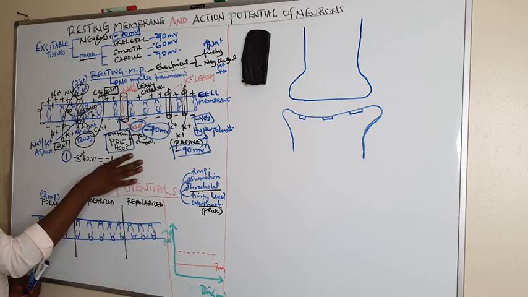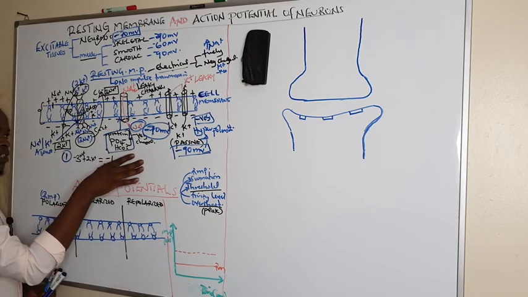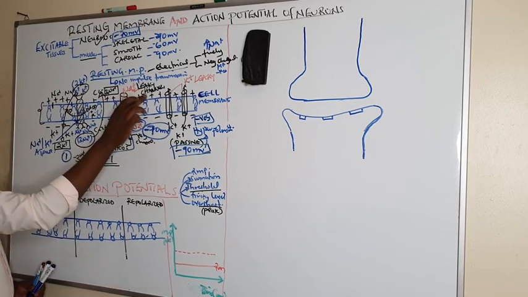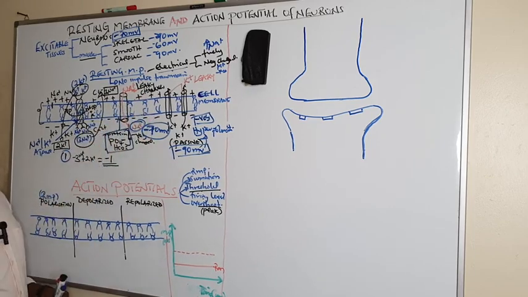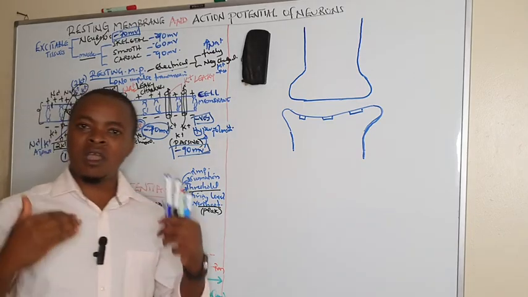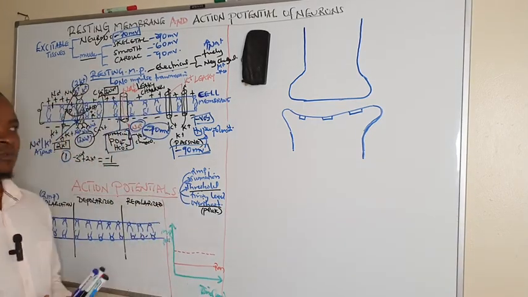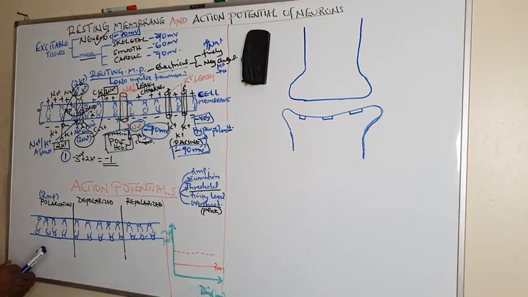So after seeing the maintenance of resting membrane potential, with the outside positively charged and the inside negatively charged, now we are going to look at how action potentials develop so that they can be fired.